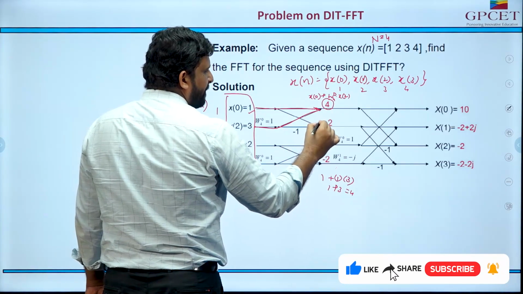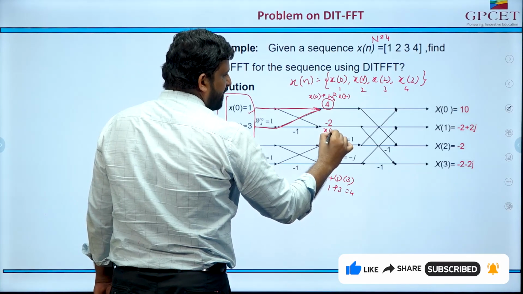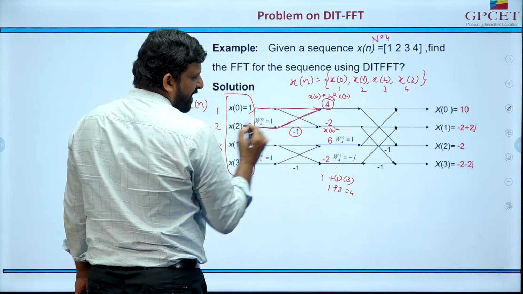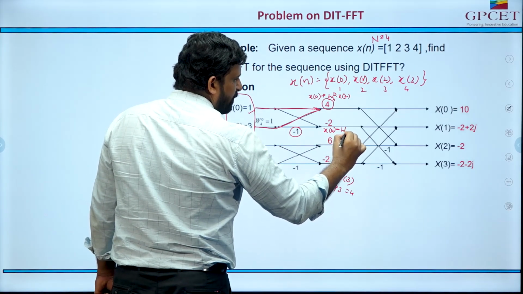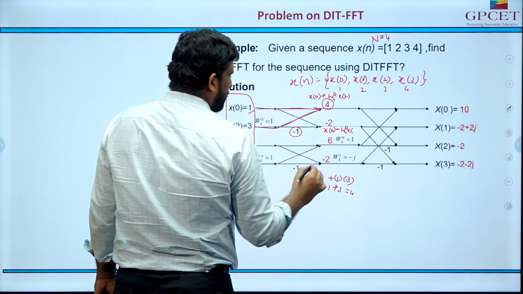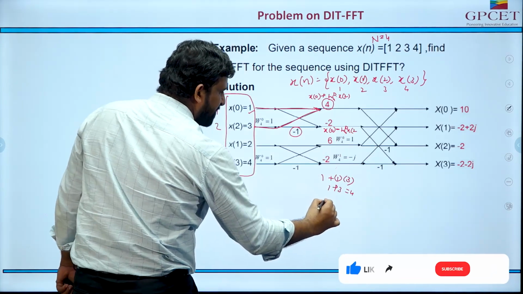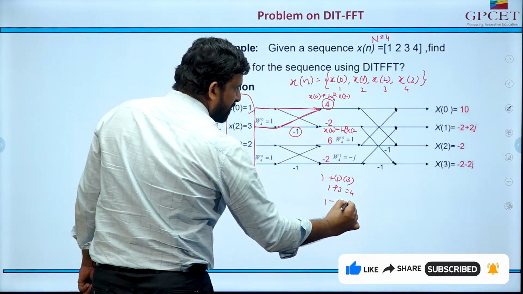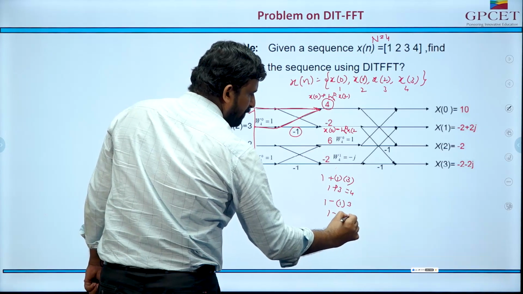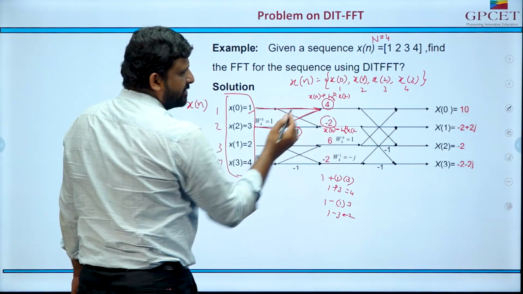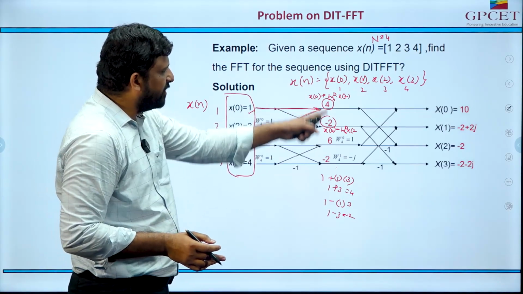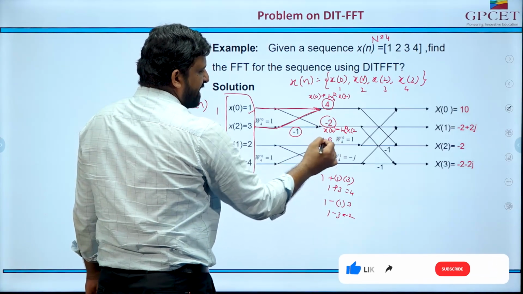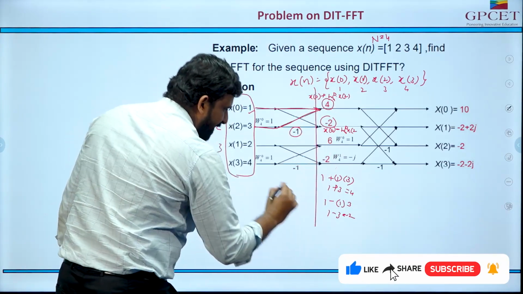Similarly, I told you, the same equation but the notations will be different. x of 0 minus, why? Because the flow is to the downside, the twiddle factor value is minus W4 to the power of 0 into x of 2. So x of 0 is equal to 1 minus 1 into the value 3. So 1 minus 3 is equal to minus 2. So you got the value here, minus 2. Like that, for each and every stage you need to find the values. So I got 4, minus 2, 6, minus 2. Now the first stage is completed.